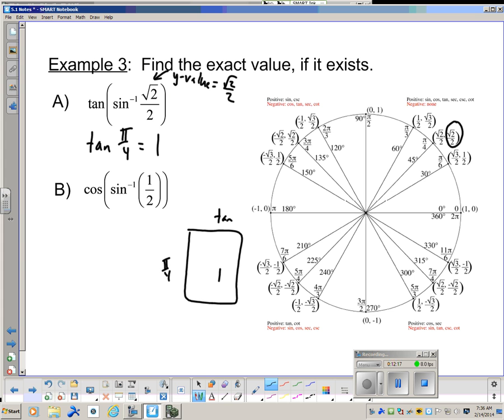So now let's do the next one here. We've got inverse sine of 1/2. Again, looking at the y value. Where is your y value equal to 1/2? My y value is equal to 1/2 here at pi over 6. So I've got the cosine of pi over 6. And if you look, what's your x value there at pi over 6? It's the square root of 3 over 2.